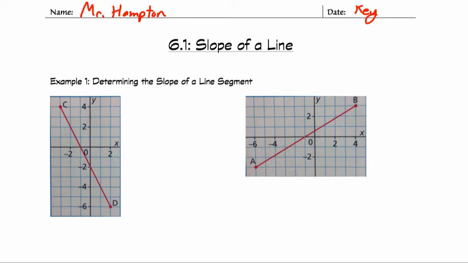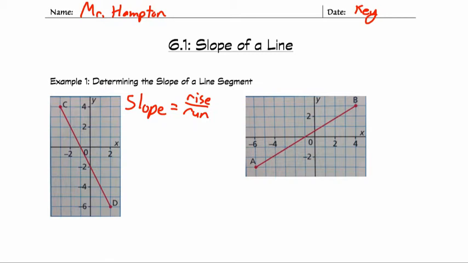This is 6.1, the slope of a line. In this first example, we will determine the slope of a line segment. Well, first, the equation for the slope is the rise over the run.